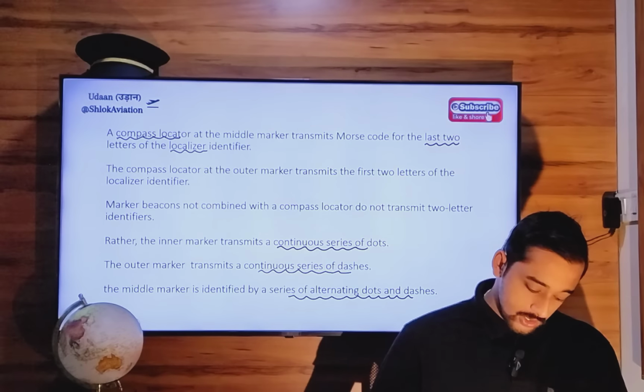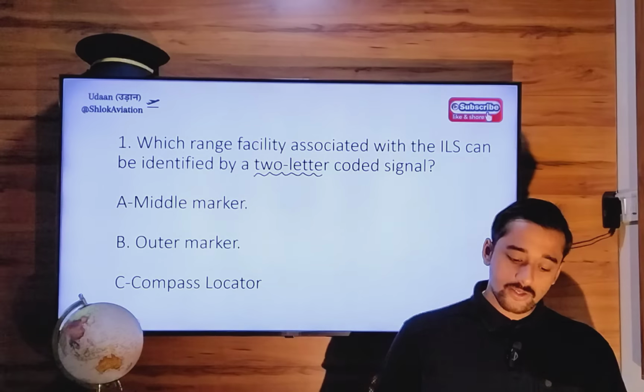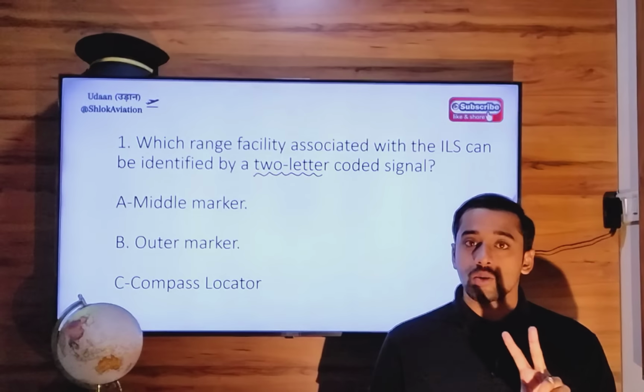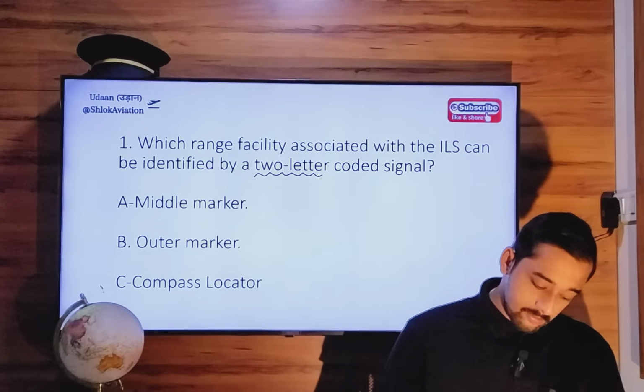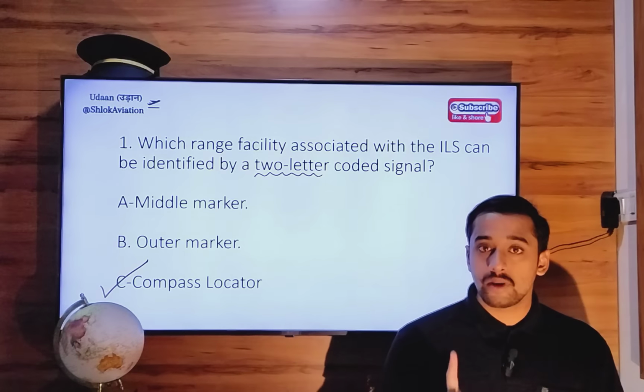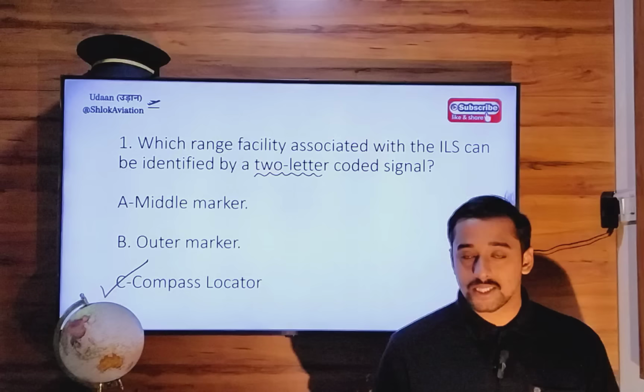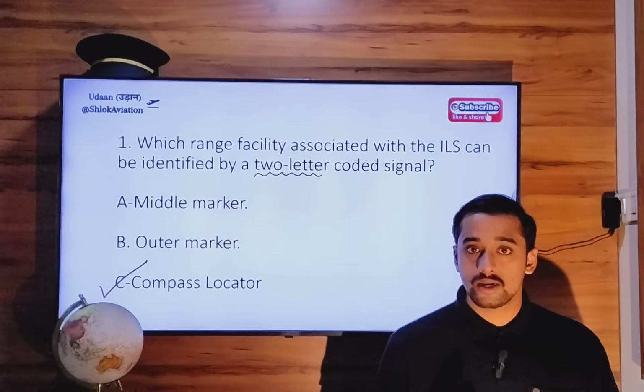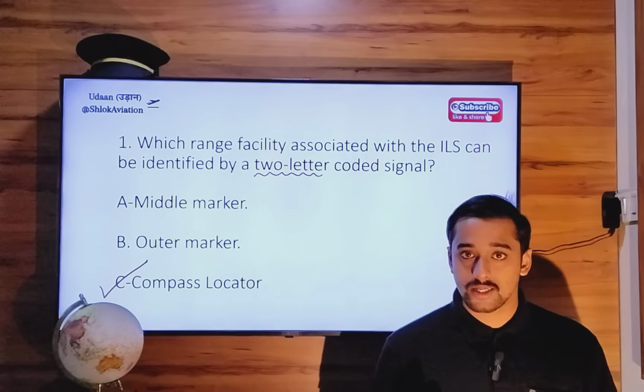So the correct answer to this question, which range facility transmits a two-letter coded signal, is the compass locator. If it is located with the middle marker, it transmits the last two letters. If it is located with the outer marker, it transmits the first two letters.